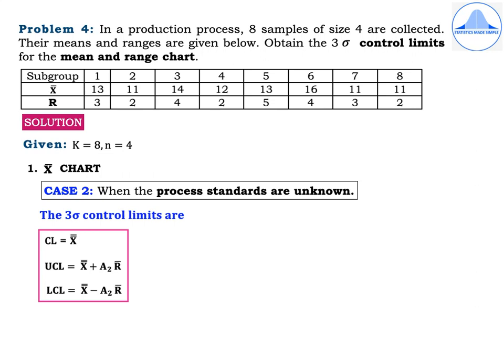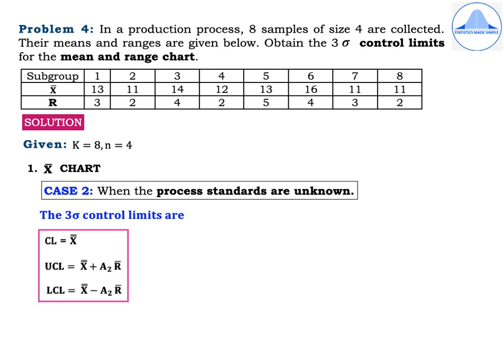Problem 4. In a production process, 8 samples of size 4 are collected. Their means and ranges are given below. Obtain the 3 sigma control limits for the mean and range chart. The subgroups are from 1 to 8. Then the corresponding x bar values are 13, 11, 14, 12, 13, 16, 11, 11, and the R values, that is the ranges, are 3, 2, 4, 2, 5, 4, 3 and 2.